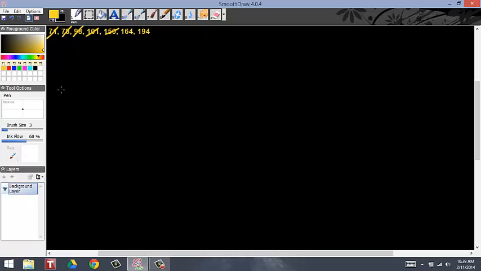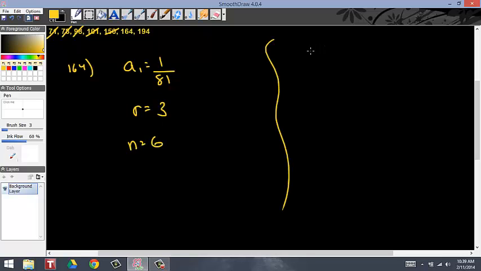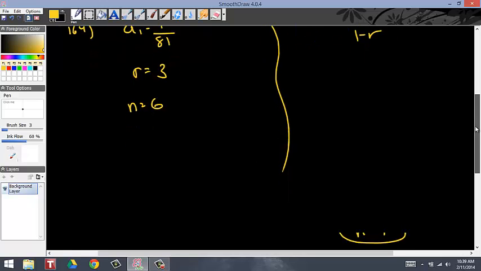Find S sub n for the geometric series. A sub 1 equals 1 over 81, R equals 3, n equals 6. Let's check out the formula that we need. We need to find the geometric sum, so let's get the general formula down: S sub n equals A sub 1 times 1 minus R to the n, all over 1 minus R. I believe we have all the information we need. We have an A sub 1, we have an R, we have a 6. Okay, we're good.